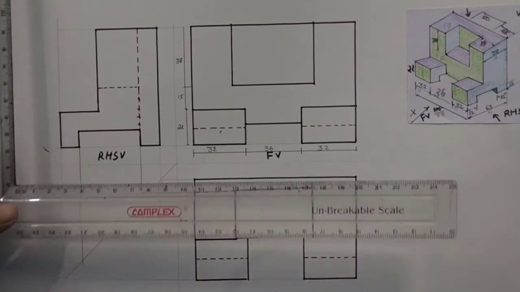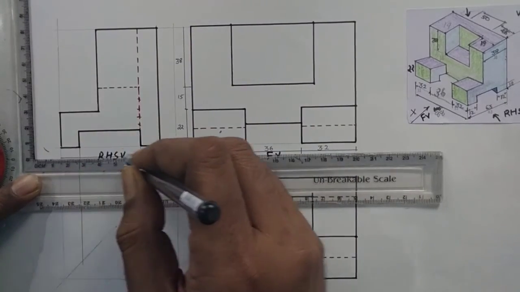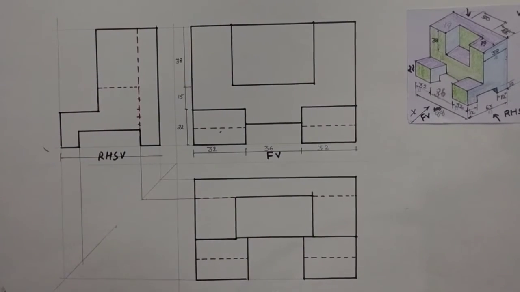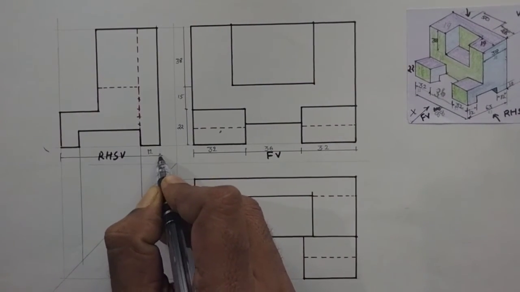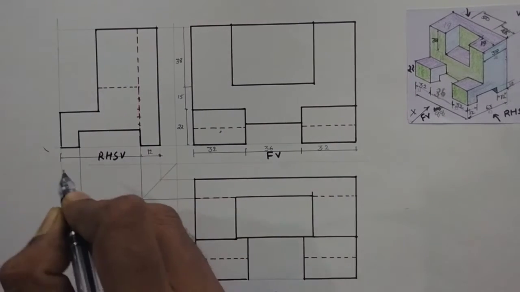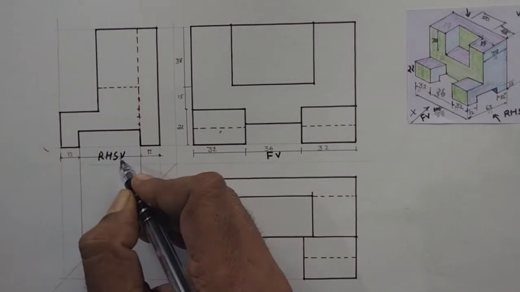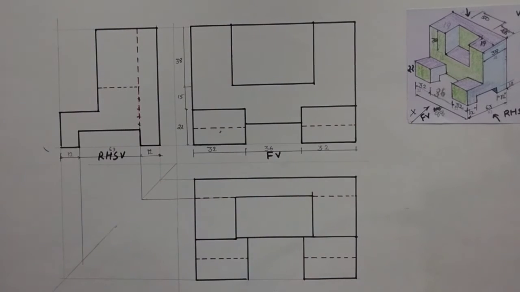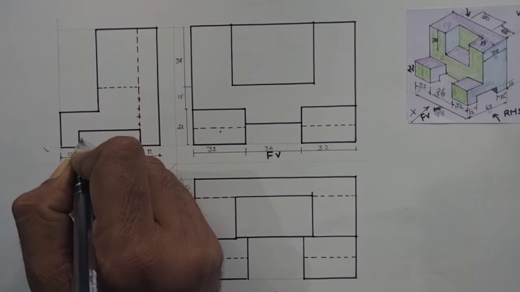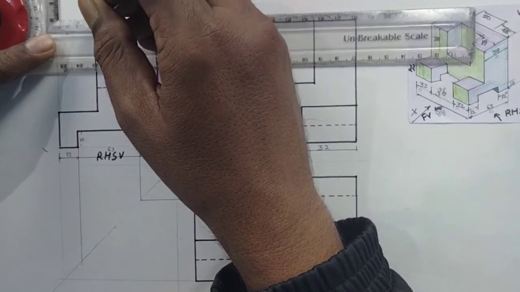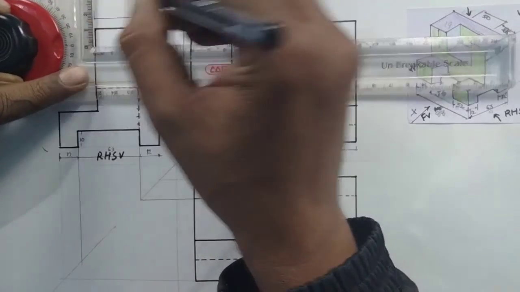Then you can represent the dimensions in your side view also, as the width of the object. So this is my 12 mm. Similarly here it is 12 mm, and the remaining is 63 mm. Then you can show the height gap, this one 10 mm, and this width is represented as 38 mm.